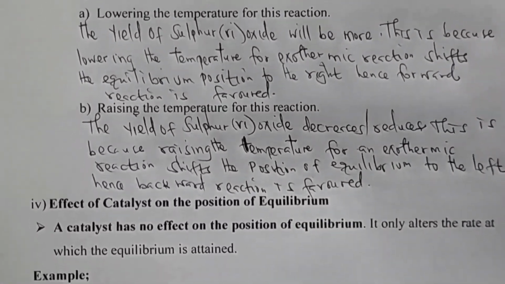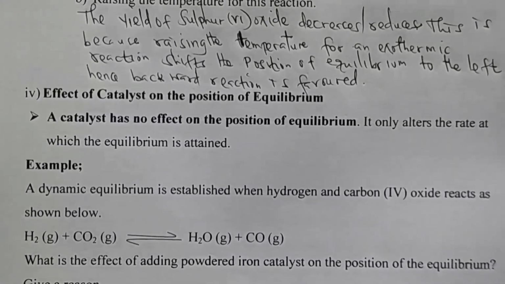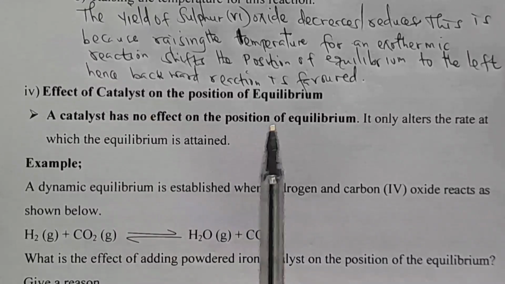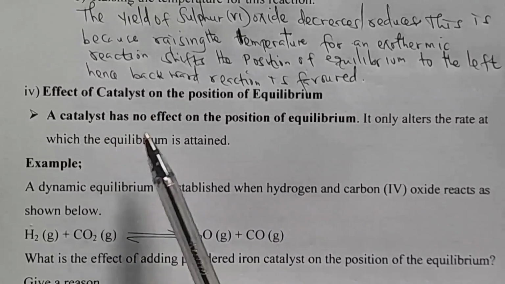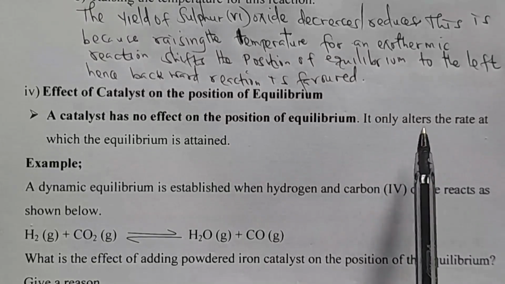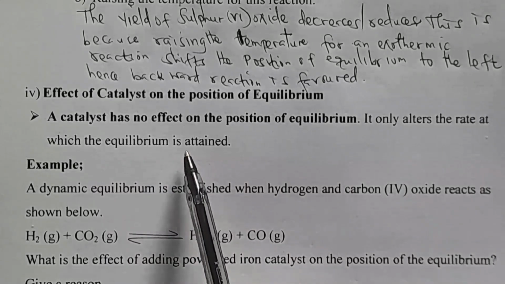So we are done like that. We go to Romeo 4. That means the other factor that affects equilibrium, which is catalyst. So, the effect of catalyst on the position of equilibrium. We are told a catalyst has no effect on the position of equilibrium. It only alters or speeds the rate at which the equilibrium is established or attained.